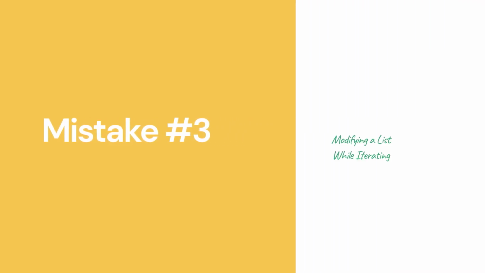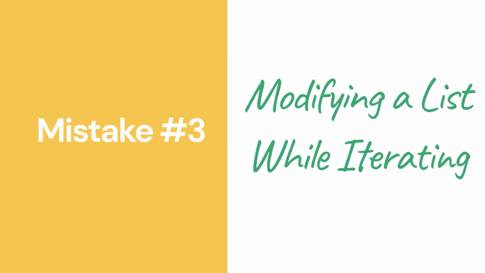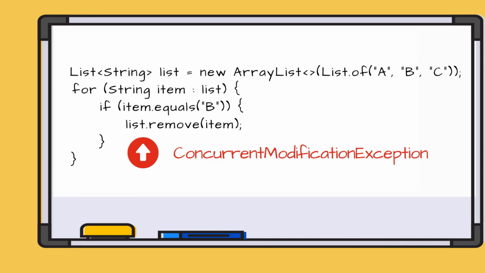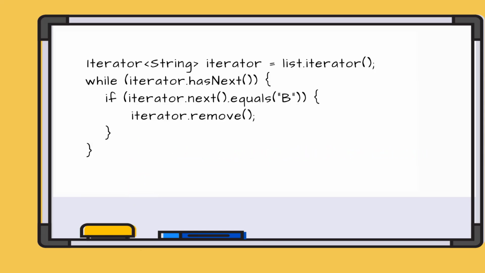Ever tried removing elements from a list while looping through it? Let me show you what happens. This throws a ConcurrentModificationException because the list is changing while being looped. Instead, use an iterator to remove elements safely.